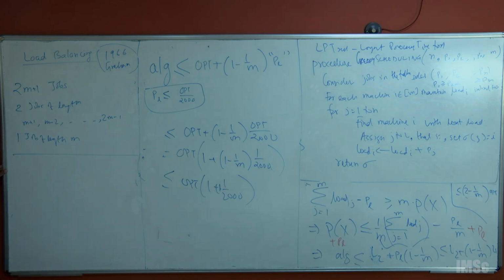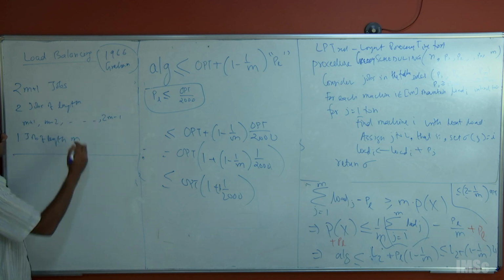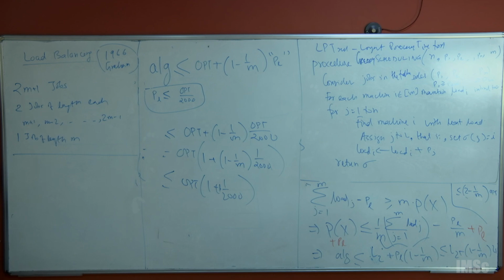So first, what will you process? First you will process these things, right? What will happen then? What is the ratio here? Two jobs of length m plus 1, m plus 2, up to 2m minus 1 each, and 1 job of length m. So what will happen on this?